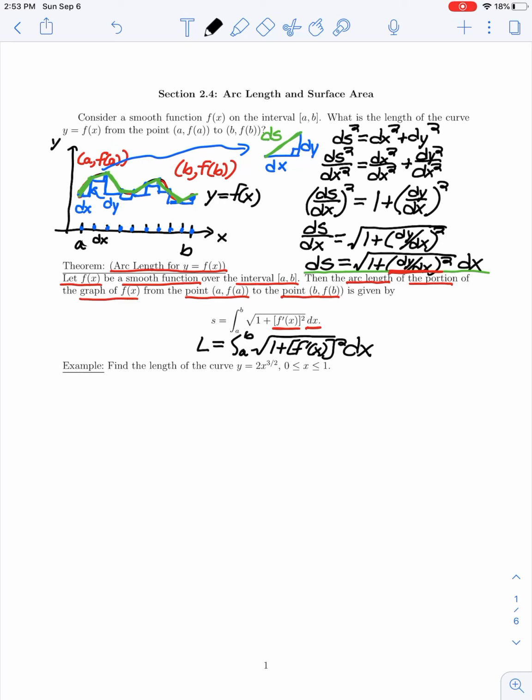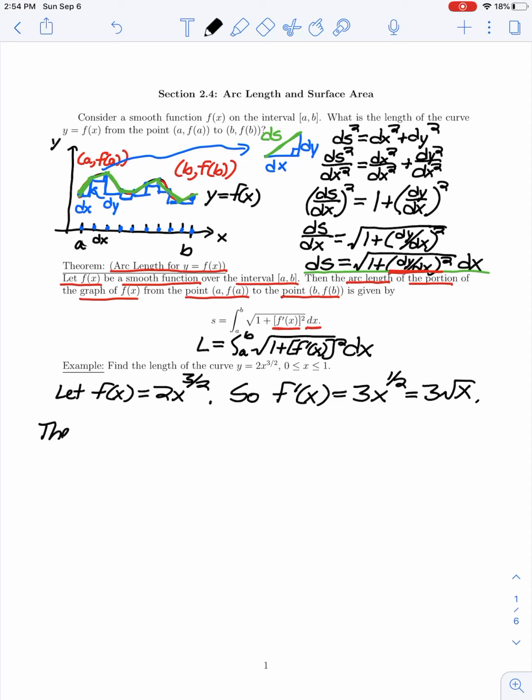Just to stay consistent with notation here, let me give this function which defines my curve a name. I'm going to call it f of x, which in this problem is 2x to the 3/2 power. Now, to apply our formula for arc length, we need to find the derivative f prime of x, which would be, in this case, 3x to the 1/2 power, or equivalently 3 times the square root of x.